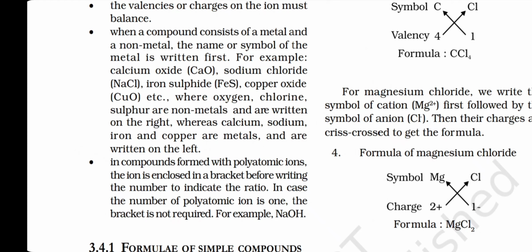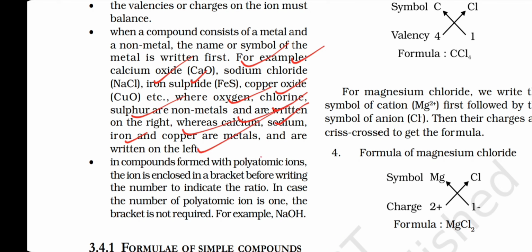That is the sodium chloride. Sodium chloride means, here the sodium is the metal and chloride is non-metal. Iron sulfide: iron is metal and sulfide is non-metal. Copper oxide, for example. So here oxygen, chlorine, and sulfur are non-metals, written on the right side. Whereas calcium, sodium, iron, and copper are metals, which are written on the left.